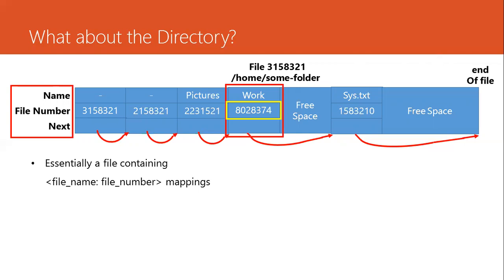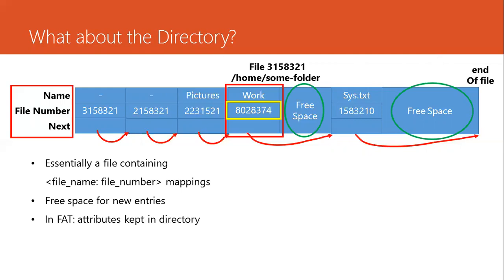So the directory is basically a hierarchical structure that performs name resolution, that maps the name into a file number. The header basically consists of a name and file number, as well as a pointer to the next file. Essentially, directories are files that map file names to file numbers. Then we have the free space for new entries or where files have been deleted. In the FAT file system, the attributes are kept in directories, and each directory is a linked list of entries.